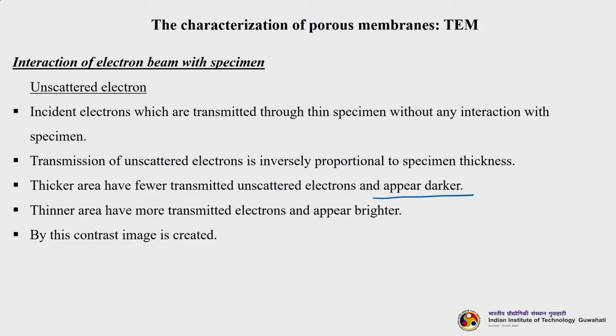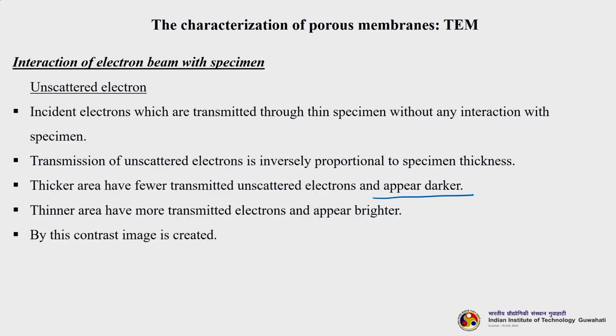Okay. So, if an area is thick, let us assume the membrane only, then we have very few transmitted unscattered electrons. Due to that, the region will appear dark in your final micrograph or image. Thinner areas have more transmitted electrons and they will appear brighter, so we can read more easily what is inside. By this, contrast in the image is actually created. So, your contrast image is decided by how many unscattered electrons are transmitted.